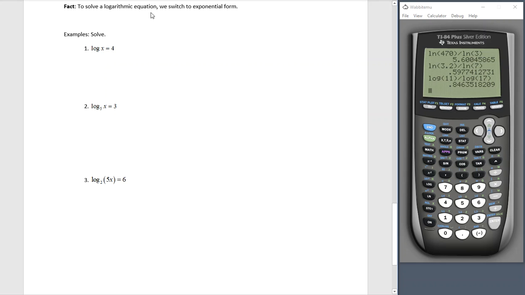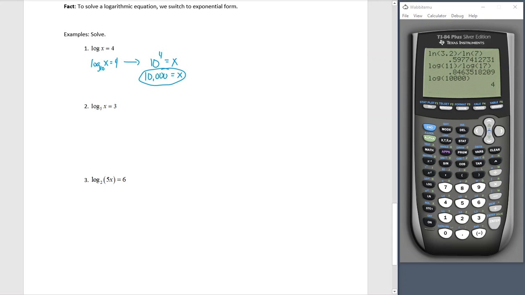Okay, to solve a logarithmic equation, we're going to switch to exponential form. Okay, so log of x equals 4. Now, we know that this actually says log base 10 of x equals 4. We know that since no base is written, it's assumed to be 10. And we know that this means the base is 10, the log is the exponent, so 4 is the exponent to get x. Oh, well, we've already had 10 to the 4th today. And so we know that x equals 10,000. If you want to check it, log of 10,000, and enter. That's right, it's 4.